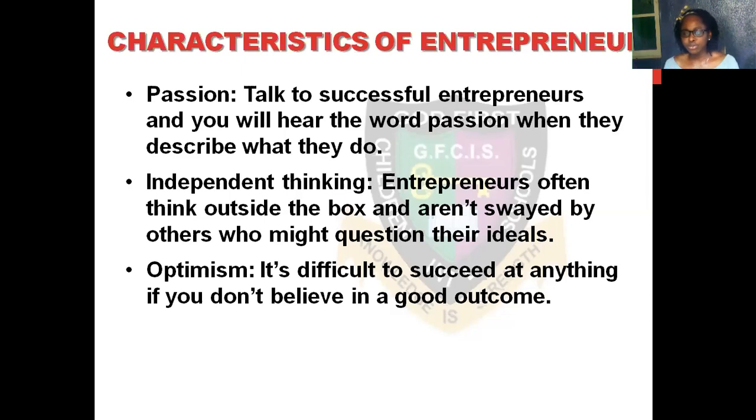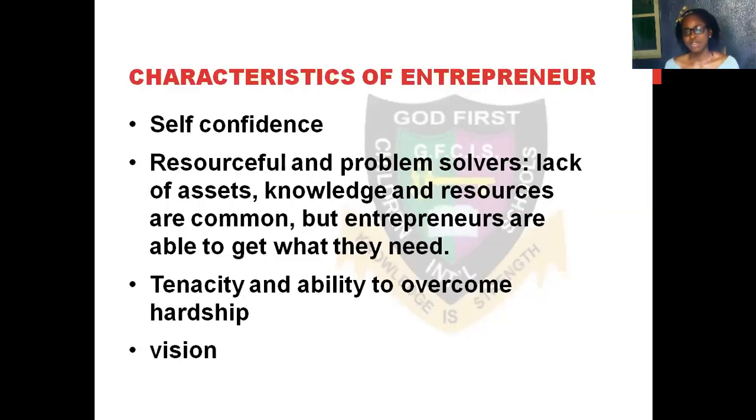Produce fruitful things. They can produce fruitful production. Three, optimistic. It is difficult to succeed at anything if you don't believe in a good outcome. They are optimistic. They always believe in themselves and believe that yes, they can do it, and it comes out fruitful.